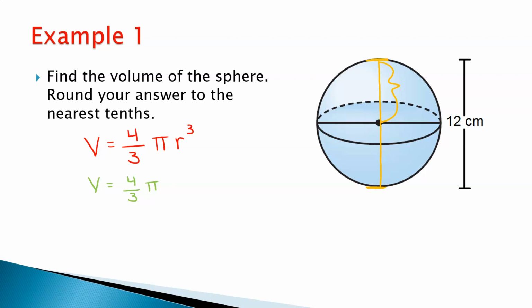Only half from the center to the outside. Well, what's half of 12? That is going to be 6. 6 centimeters is our radius.